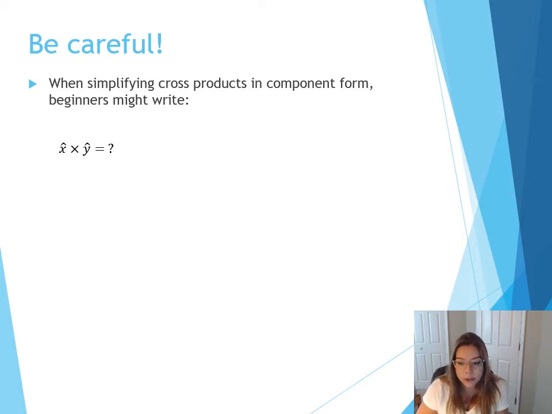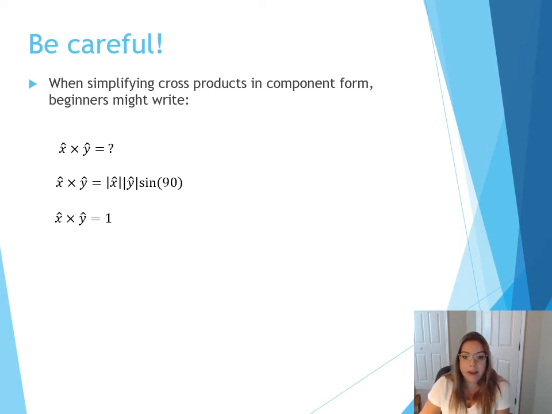I just want to alert you to a common mistake that students make. Because they're very used to doing dot products, they fall into habits that do not apply when you're doing cross products. Let's say that you're trying to find the cross product between x hat and y hat. It's very common for students to immediately write down the norm of the first vector, norm of the second vector, sine of the angle between them.